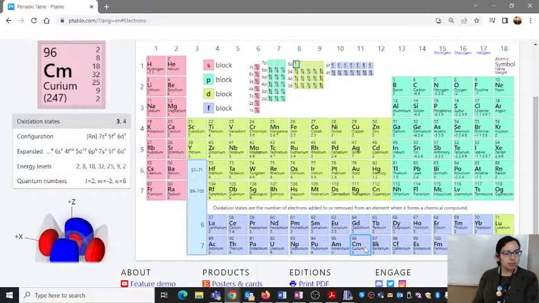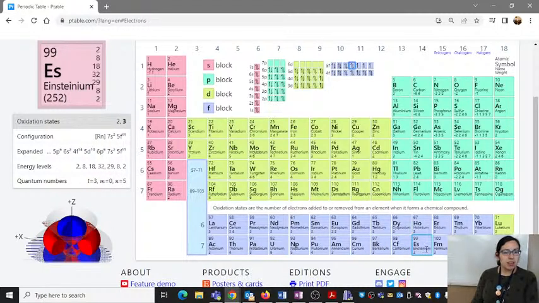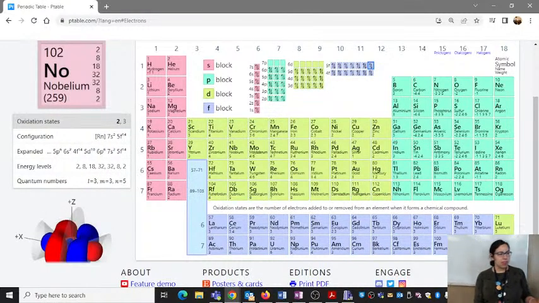The f block totally behaves. Yeah, it does tend to behave better than the d block. So you can treat the f block as more predictable than the d block synthetically.